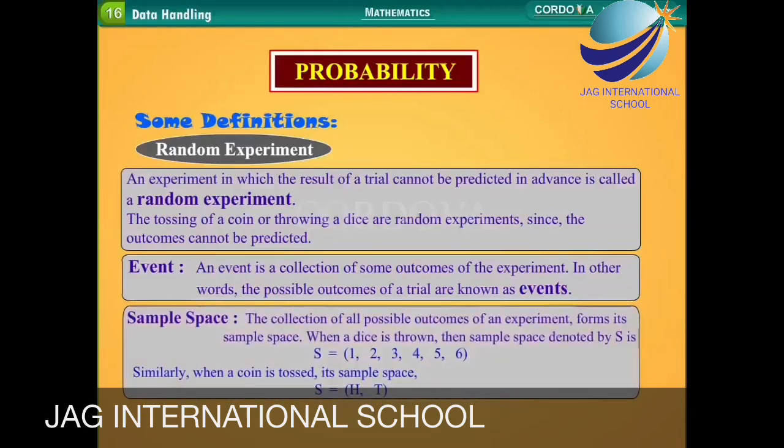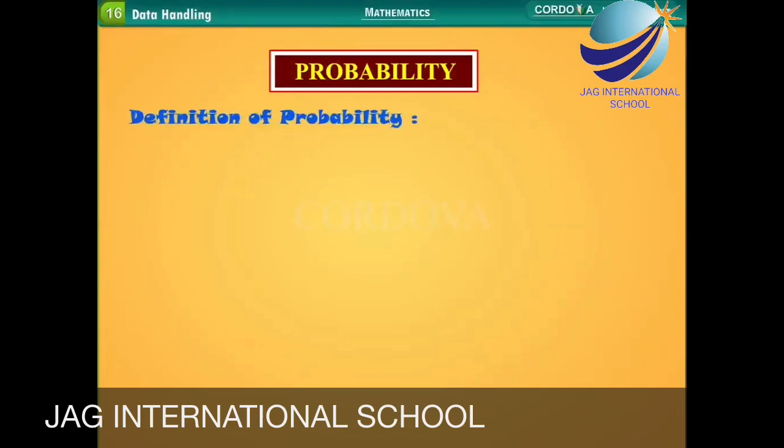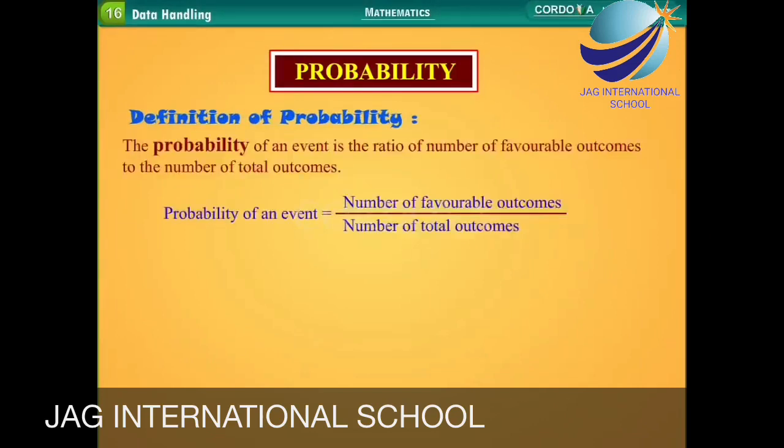Sample space. The collection of all possible outcomes of an experiment forms its sample space. When a dice is thrown, the sample space, denoted by S, is equal to {1, 2, 3, 4, 5, 6}. Similarly, when a coin is tossed, its sample space S is equal to {H, T}. Definition of probability. The probability of an event is the ratio of the number of favorable outcomes to the number of total outcomes. Probability of an event is equal to number of favorable outcomes upon number of total outcomes.